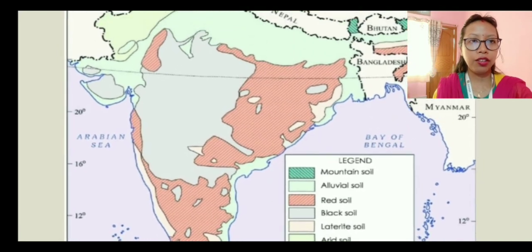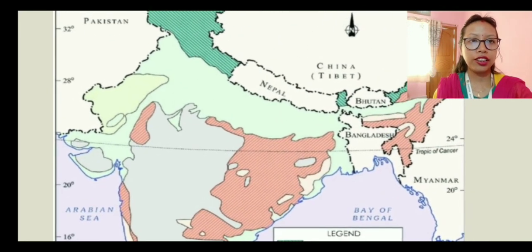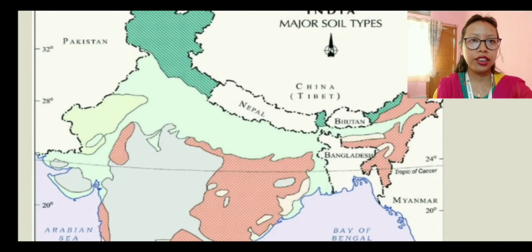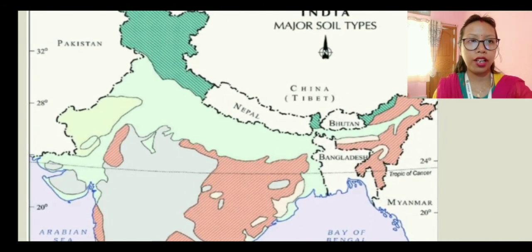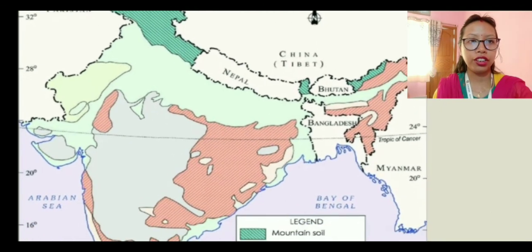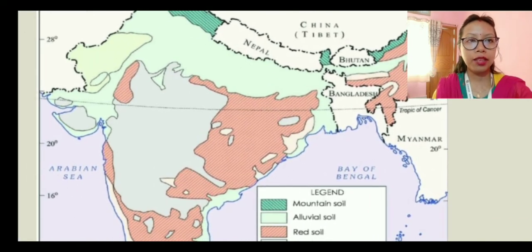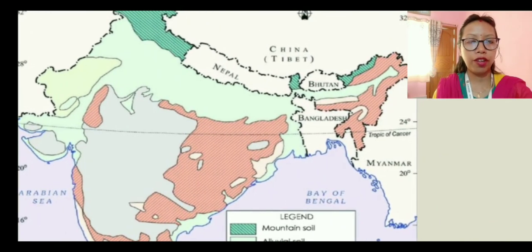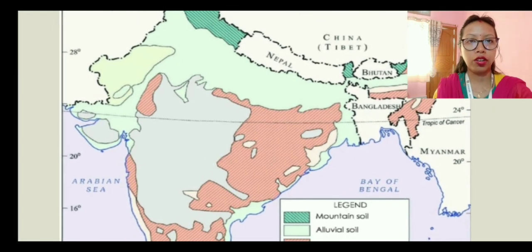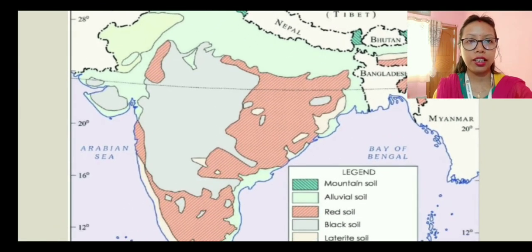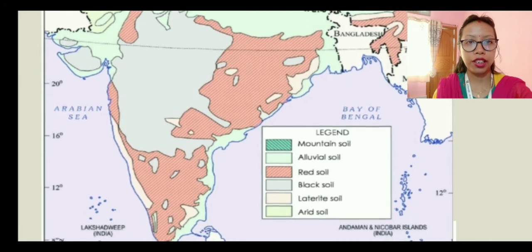Then comes the alluvial soil. Alluvial soil is a light greenish, which you can see in the northern part. The northern part in Assam also, you can find the alluvial soil. And then comes the red soil. Red soil you will find in the Assam part, northeast part, then in the Peninsular Plateau as well.